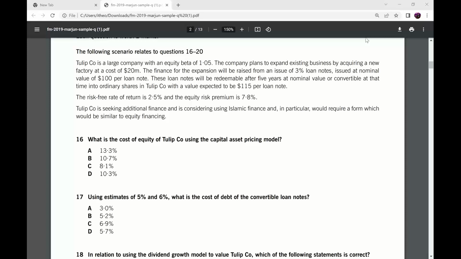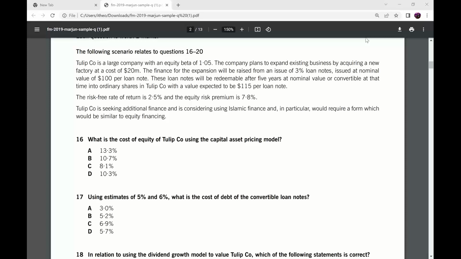Now see, it's not written they will be redeemable after 5 years, full stop. It's written they will be redeemable after 5 years at nominal value. What is the nominal value? 100. Or convertible at that time into ordinary shares with a value expected to be 115. This is what convertible is: either it is redeemed at par value 100 or converted into shares, and the shares have a value of 115. So obviously when convertible is given, you choose the better option.